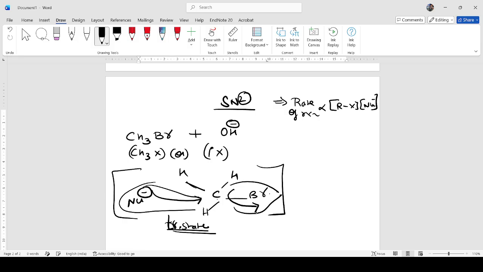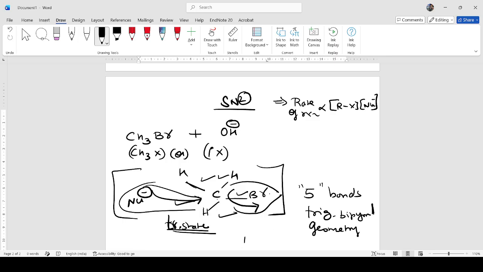carbon and bromine is about to be broken. Right now you can see carbon is having 5 bonds: 1, 2, 3, 4, 5. Carbon making 5 bonds, you have never come across this. Carbon always makes only 4 bonds, but here is a transition state. For a very momentary period of time this happens, which is trigonal bipyramidal in its geometry.